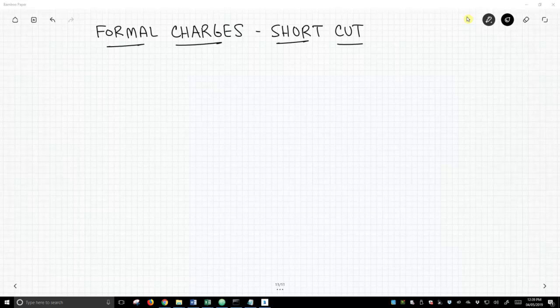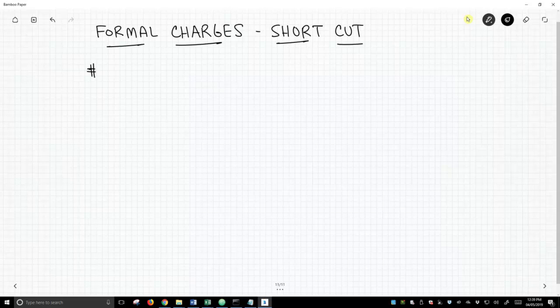Hello from ChemHelp ASAP. We're now going to learn a shortcut for calculating formal charges. So when we calculate formal charges, we can go through looking at the valence electrons and looking at the lone pairs and looking at the bonds, and that's fine, and it works great. However, there is a shortcut.